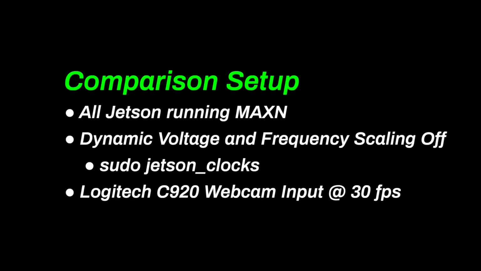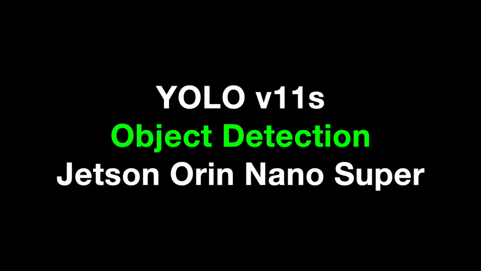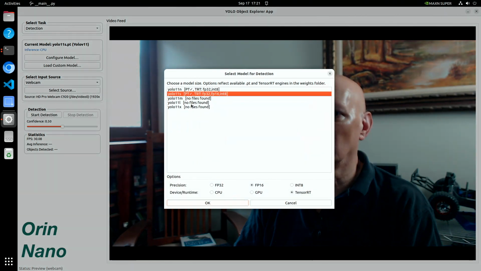All of the Jetsons are set for maximum speed. We are using a Logitech C920 webcam running MPEG at 30 frames per second. Let's look at object detection. Let's configure our model. We're going to use Yolo 11S.